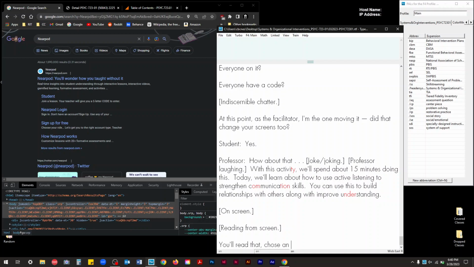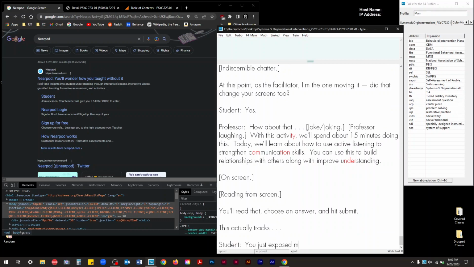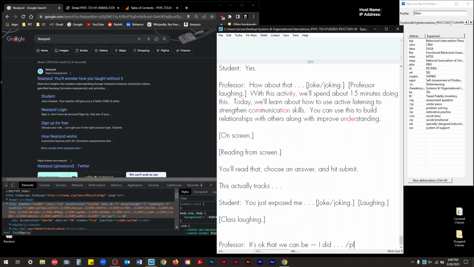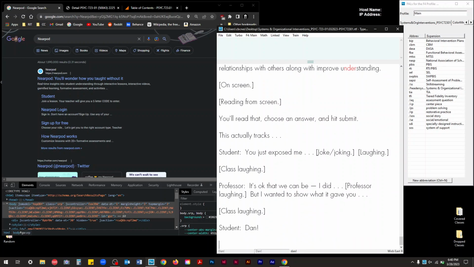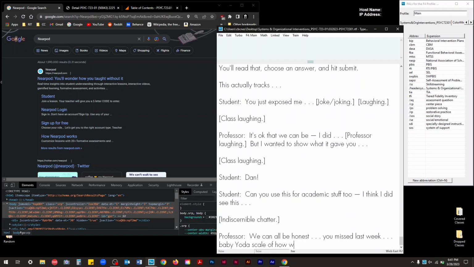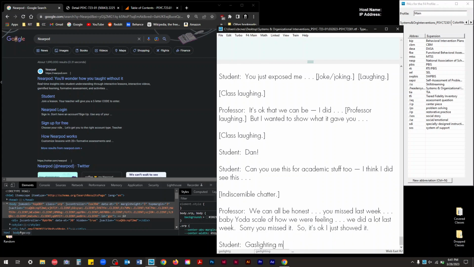So this actually tracks your t-shirt. What the heck? I mean, it's okay. I wanted to show you what it gave you. Dan, do you use this for academic stuff too? Because I think I did see this. Yeah. So I'm on the student side. I was just showing what this. We all can be honest. You missed last week. We were like 1, 2, 3, 4, 5, right? And we're on our baby Yoda scale, how we're feeling today. We shared a lot. Sorry that you missed it. So it's okay that I just showed that. Yes, I think it's okay.